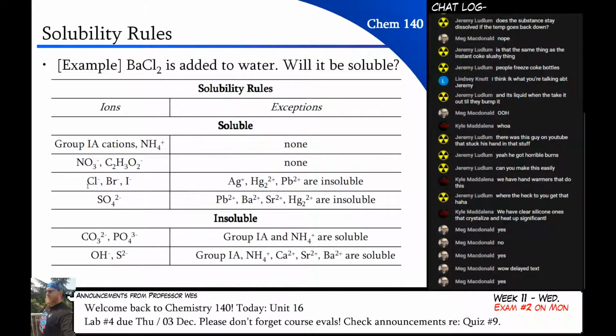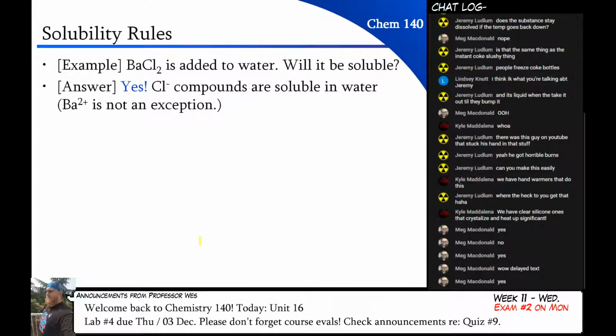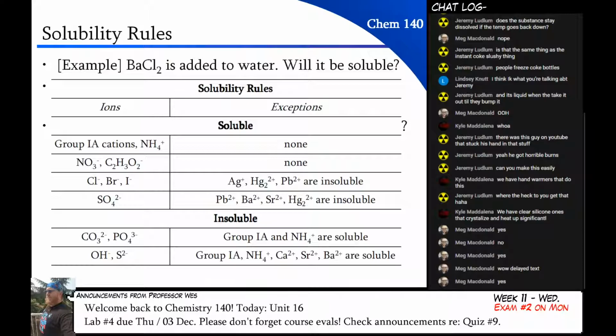Okay. So barium chloride has barium 2+ and chloride minus. Chloride is soluble. Barium is not an exception, so we would say that barium chloride is soluble. How about calcium carbonate? Will calcium carbonate be soluble in water? Okay. So calcium carbonate, let's look at the chart. So I gotta find calcium and I gotta find carbonate here. So here's carbonate.